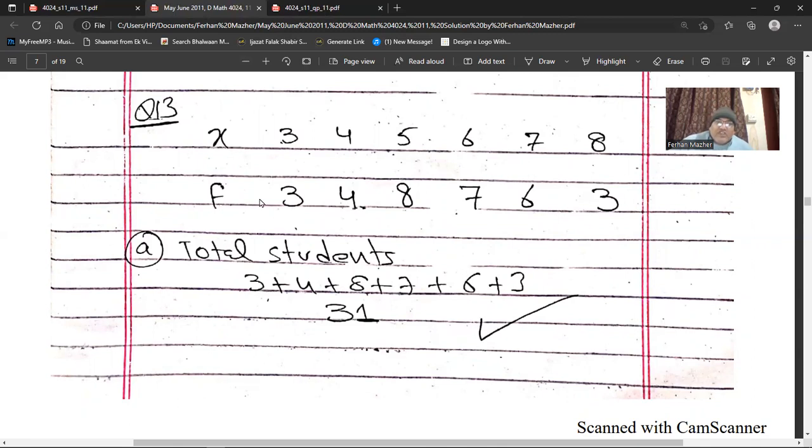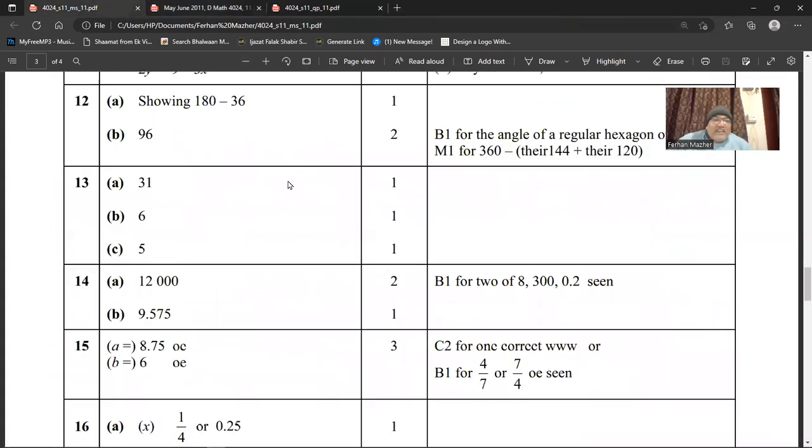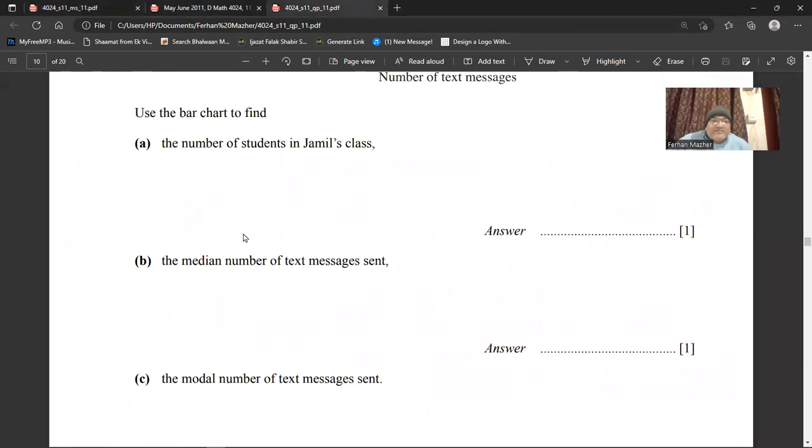The first question is, what is the total? So this will be the total. You add 3 plus 4 plus 8 plus 7 plus 6 plus 3, and that will give you 31. So there are total 31 students. So this is the first question they have asked. 31 is the right answer, sir.